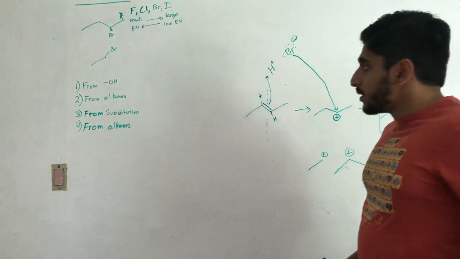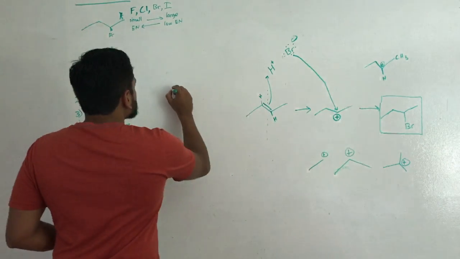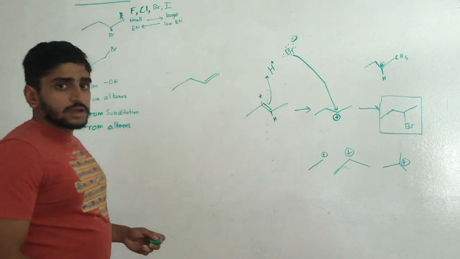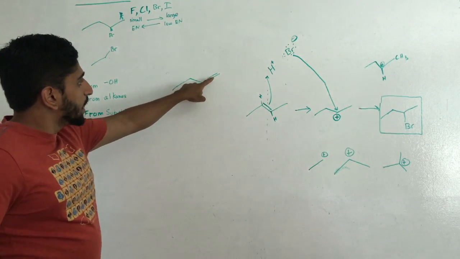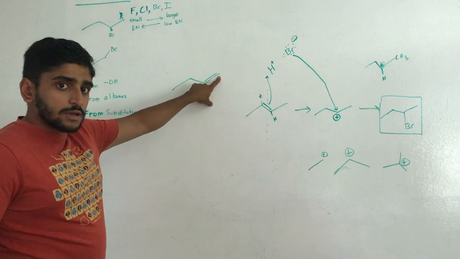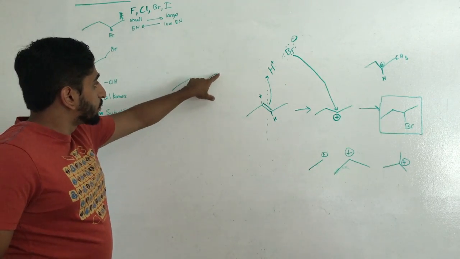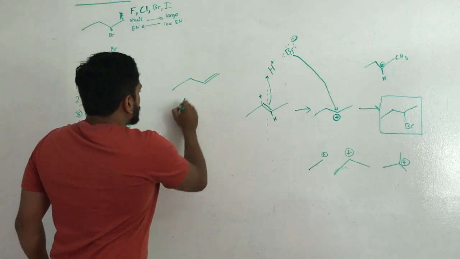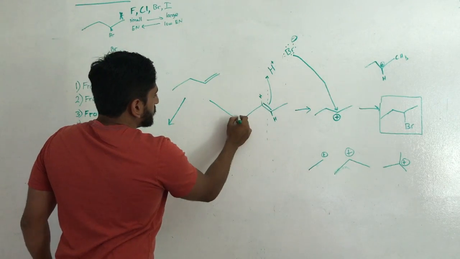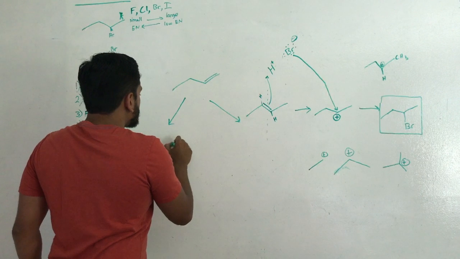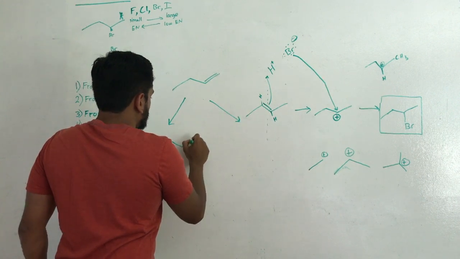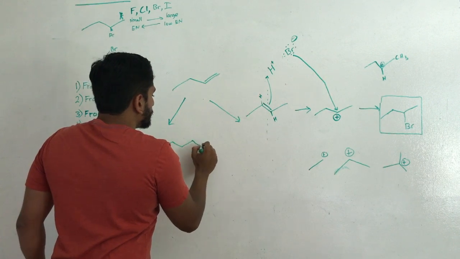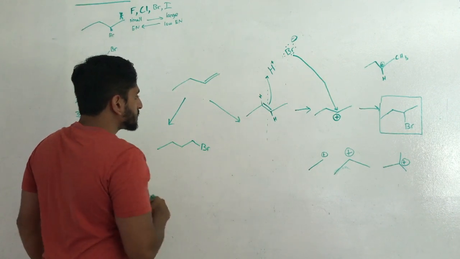However, if I gave you this molecule here, for example, where now the double bond is here, between a secondary carbon and a primary carbon, which would be the most likely product? Would the most likely product be 1, 2, 3, 4? Would that be the most likely product?